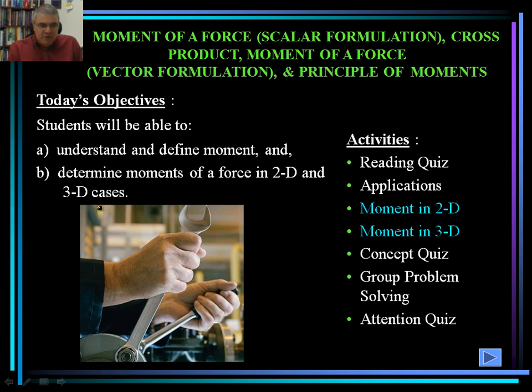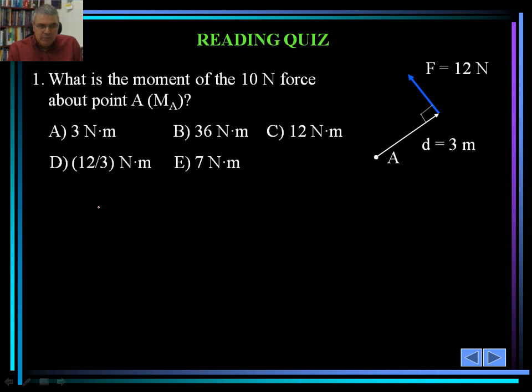Certain activities that are associated with this lecture are a reading quiz, applications, moment in 2D and 3D. There will be concept quizzes. There would also be group problem solving and an attention quiz at the end of today's recording.